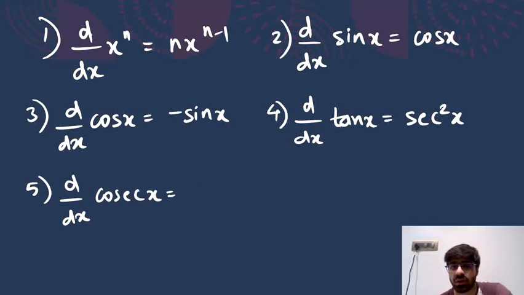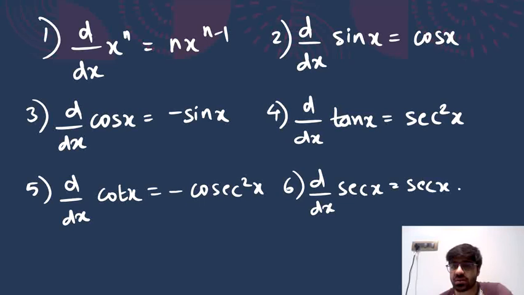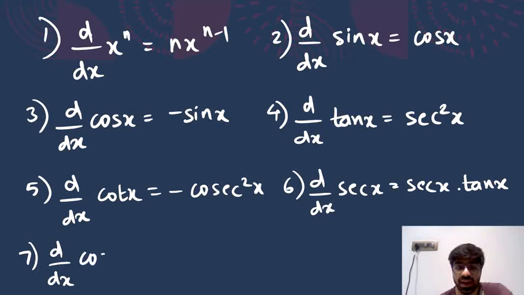I'm so sorry. Derivative of cot x was minus cosec square x. Derivative of sec x was equal to sec x tan x. Derivative of cosec x was equal to minus of cosec x into cot x.